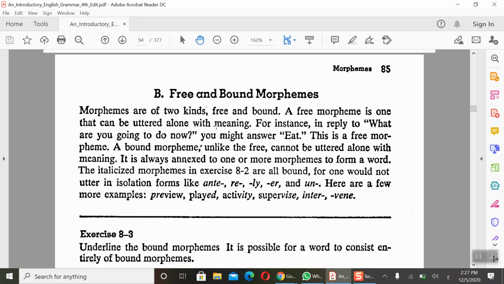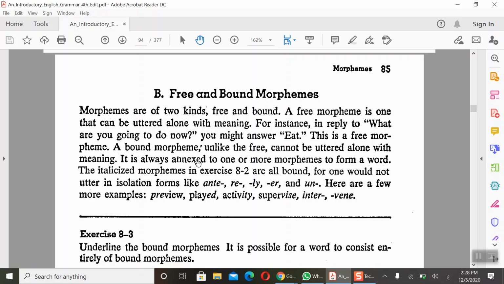Free morpheme. Words. All words. Eat, write, can stand alone. This is another definition for a free morpheme. A free morpheme can stand alone, meaning it can remain by itself. And it is meaningful. Okay? Can be uttered alone with meaning. Alone. Here, eat. See? Eat. This is a free morpheme.